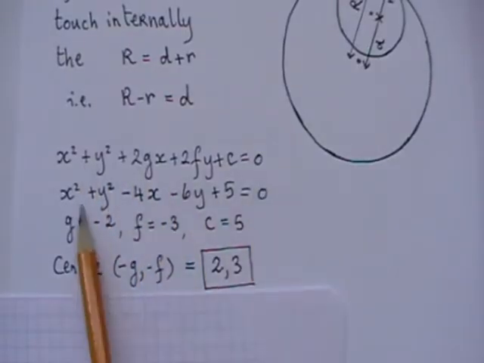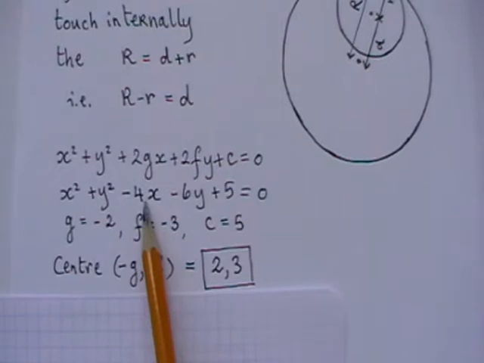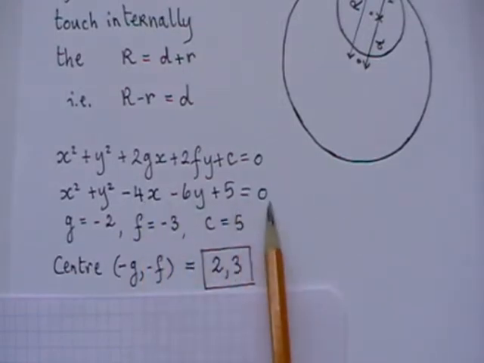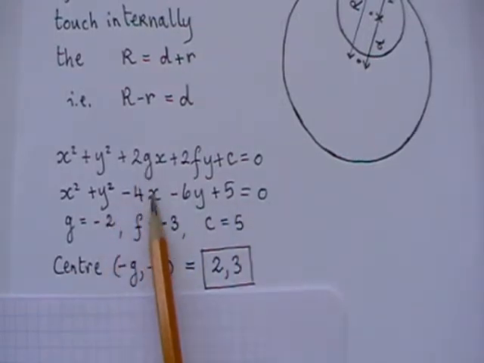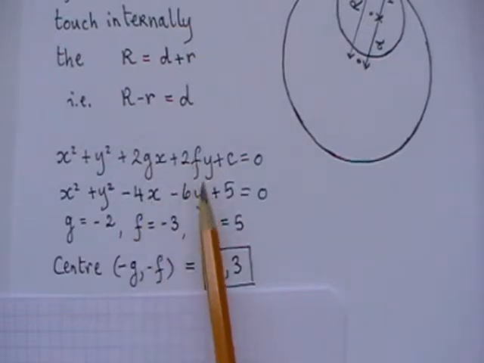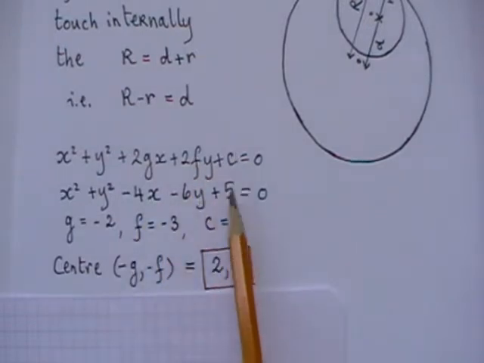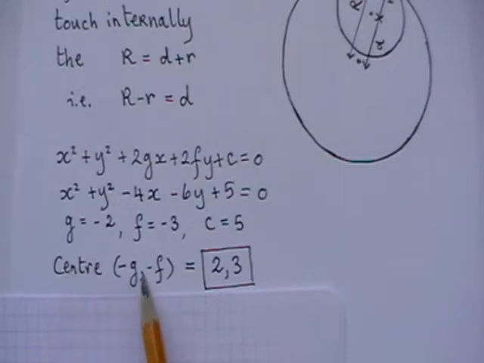Here's the first circle, x squared plus y squared minus 4x minus 6y plus 5 equals 0. So g equals minus 2, f equals minus 3, c equals 5. And since the centre is minus g, minus f, that gives us a centre of (2, 3) for that circle.